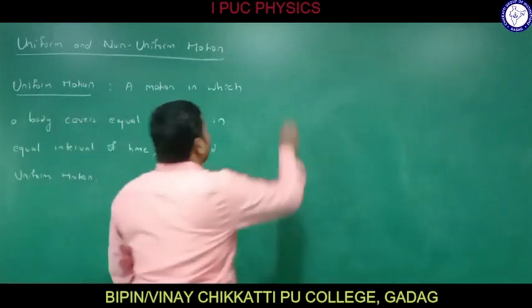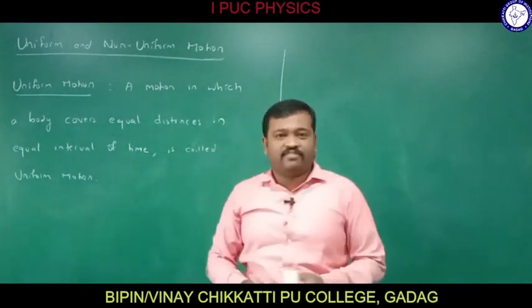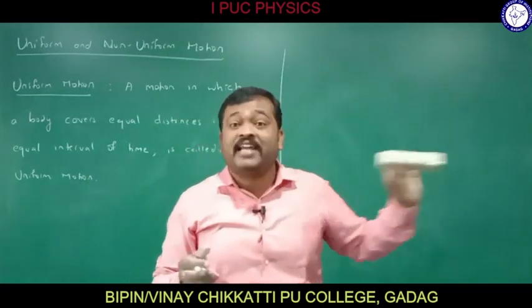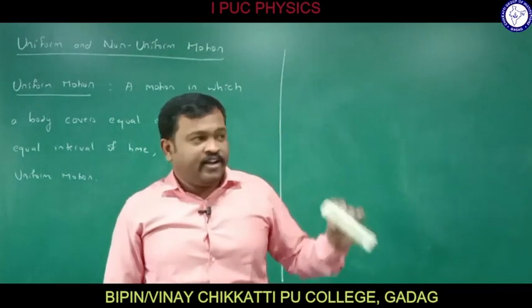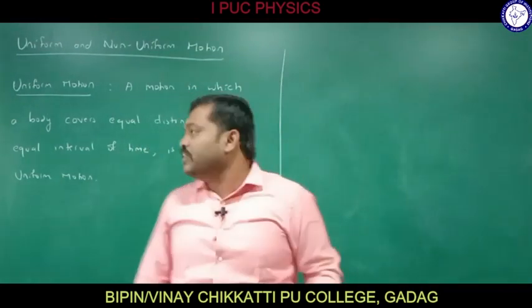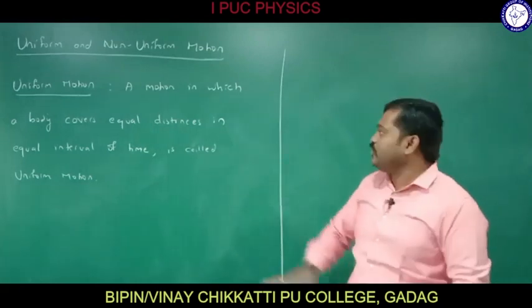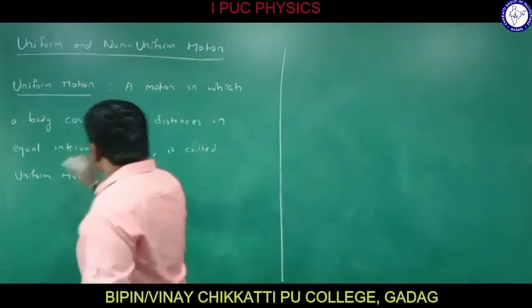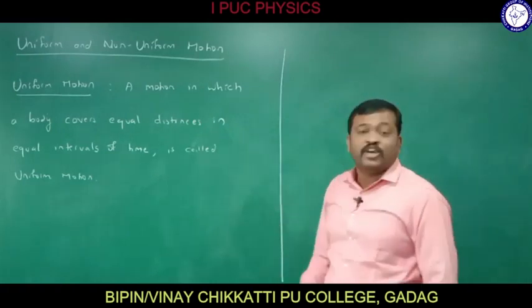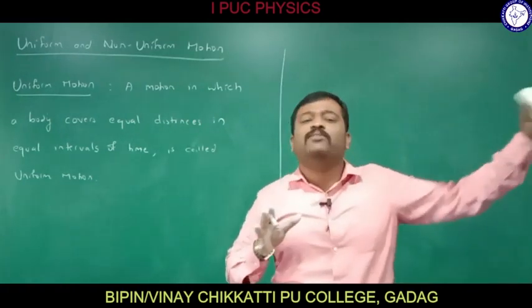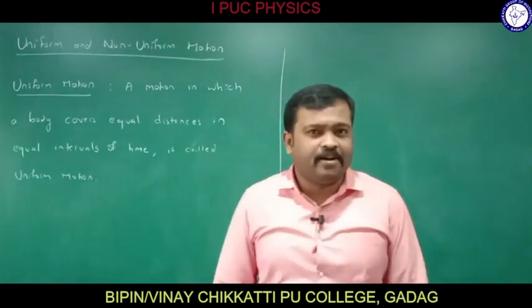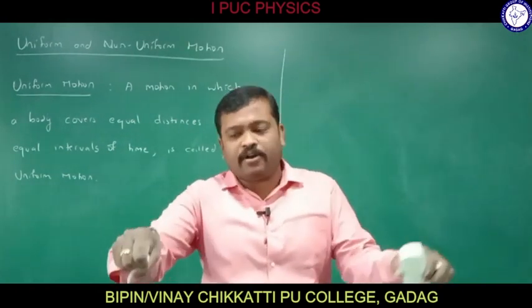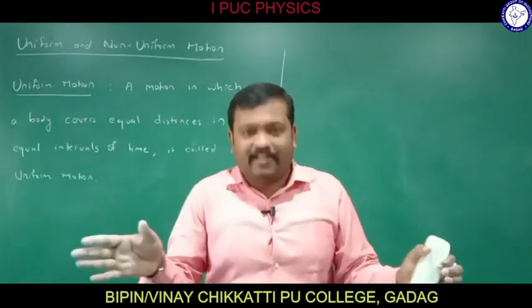Simple. If it travels equal distances in equal intervals of time, for example if it covers 10 kilometers in 10 minutes, it should cover again 10 kilometers in 10 minutes. If it is so, then the body is said to be in uniform motion. Means the body should move uniformly. For example, if you're traveling by a bike and you never accelerate, if you are keeping at 50 km per hour, you should stay at 50 km per hour. You should never put a brake or accelerate.